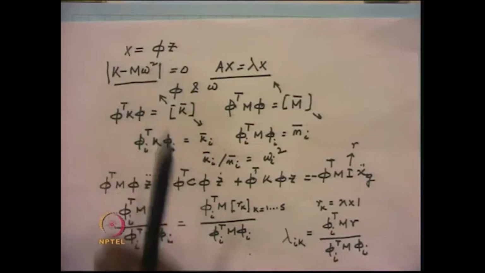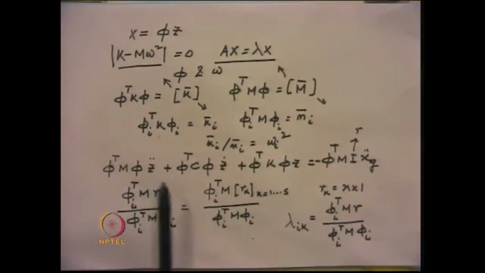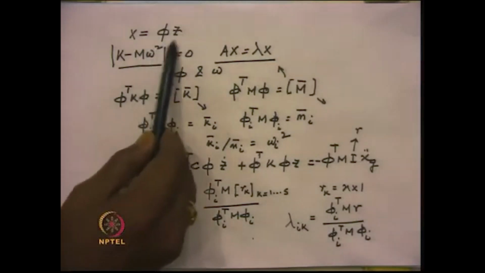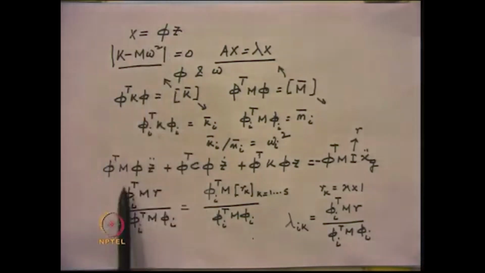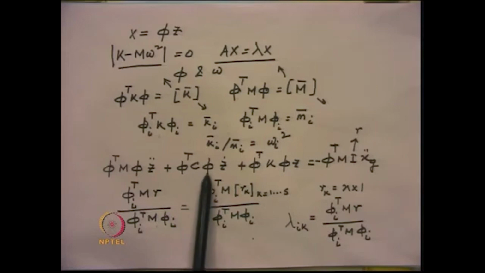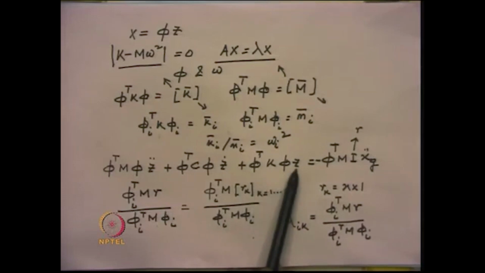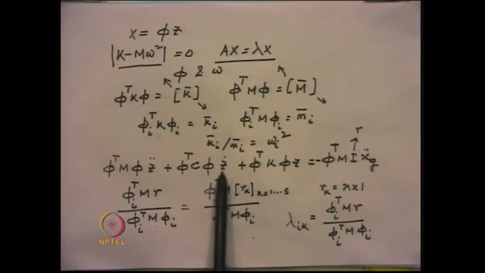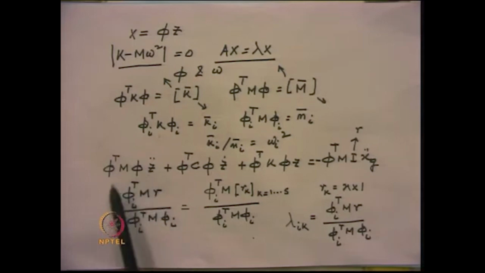We substitute in the main equation phi times z in place of x. So, once we do that, then this becomes M into phi multiplied by z double dot. The C matrix becomes C into phi into z dot, and this one becomes K into phi into z. So, in place of x we write phi z, here in place of x dot we write phi z dot, and here in place of x double dot we write phi z double dot.